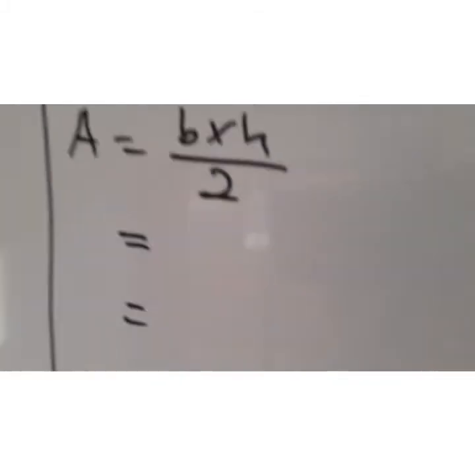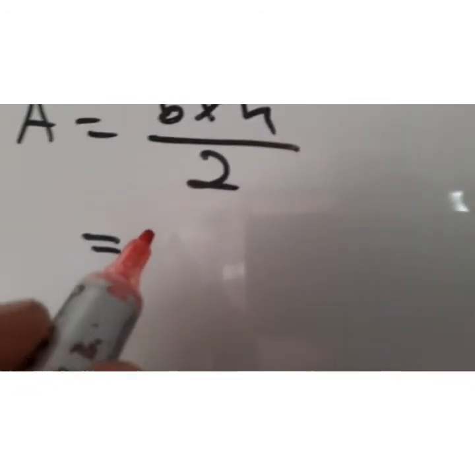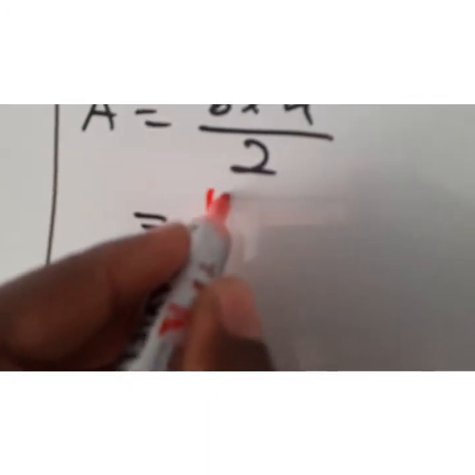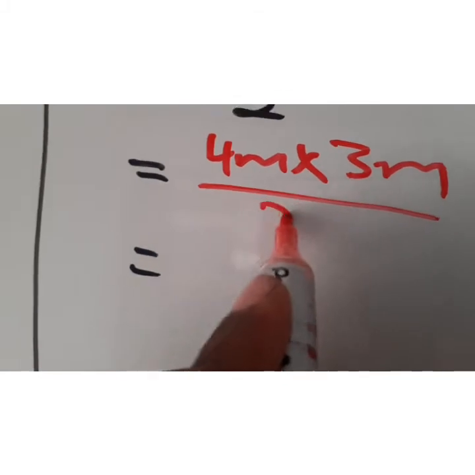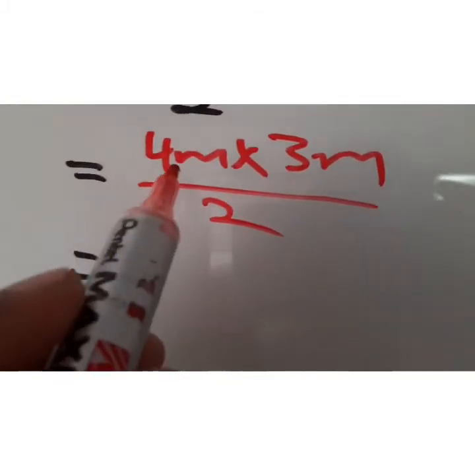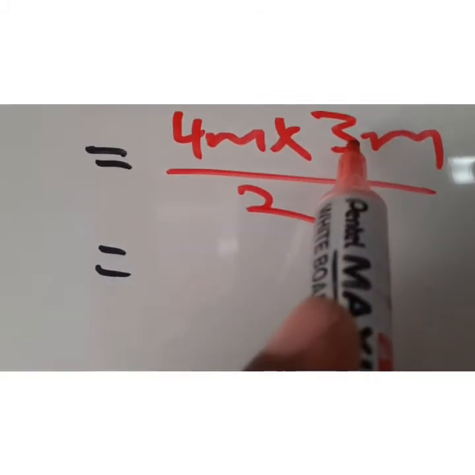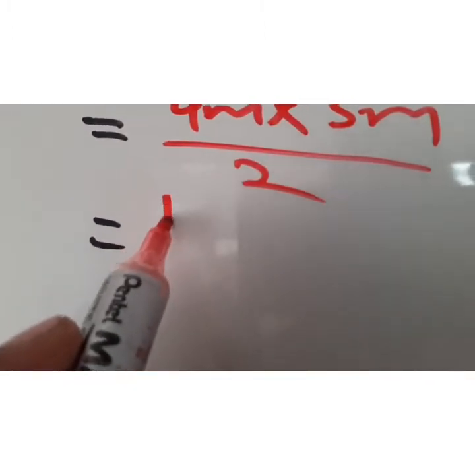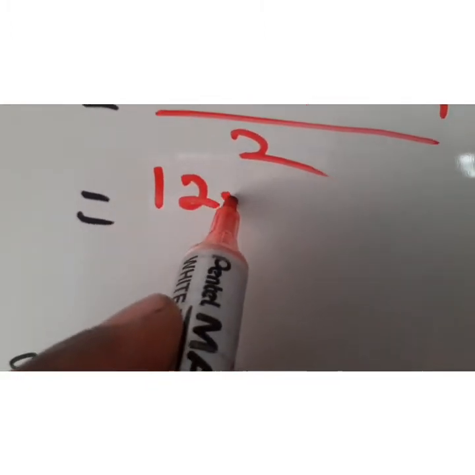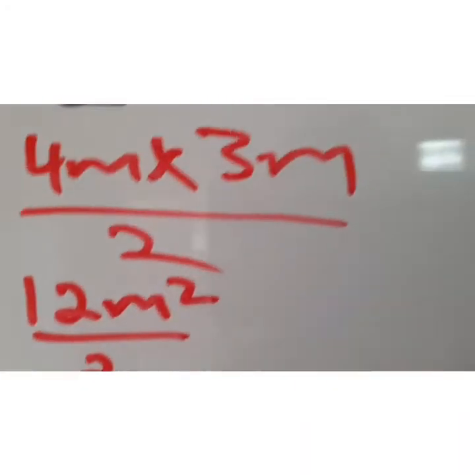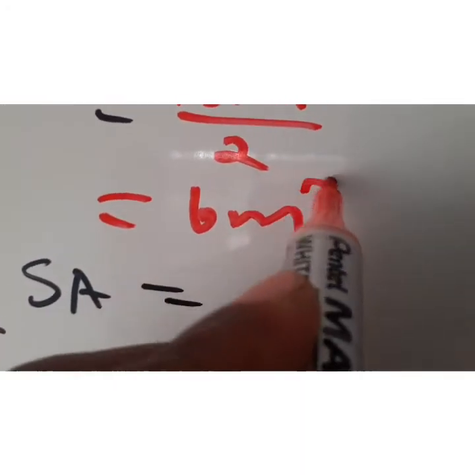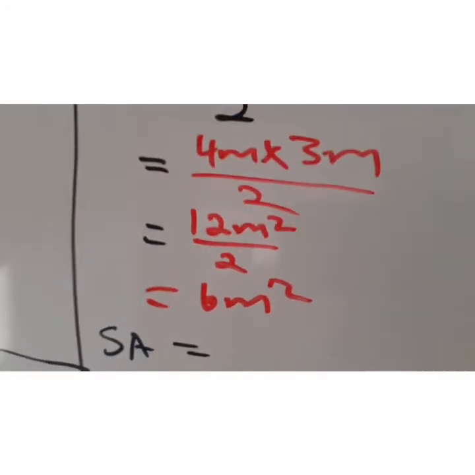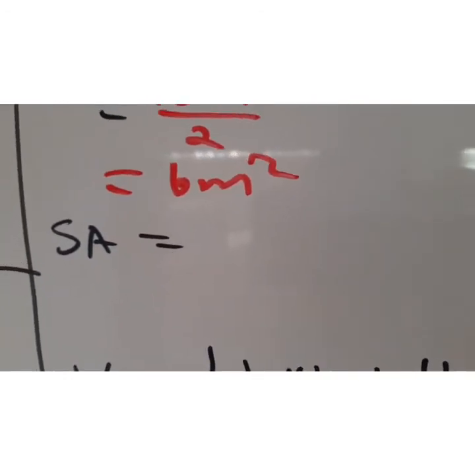Then we'd come here and substitute, okay? Then we would have our B, which is 4 meters, multiplied by our H, which is 3 meters, all divided by 2. Okay, so you'd have your 4 times 3, which is your 12 meters squared divided by 2. Then my final answer would be 6 meters squared. Okay, now we look at the surface area.